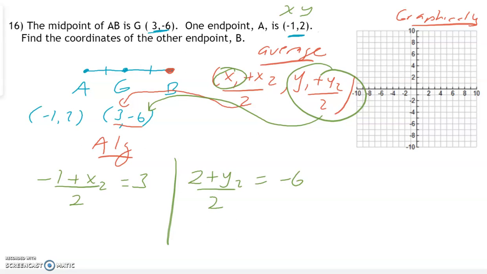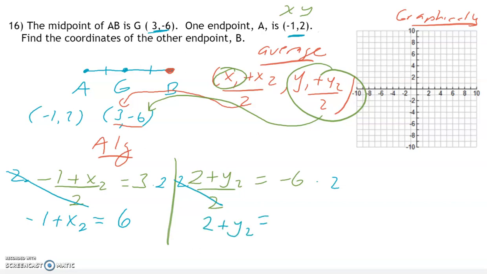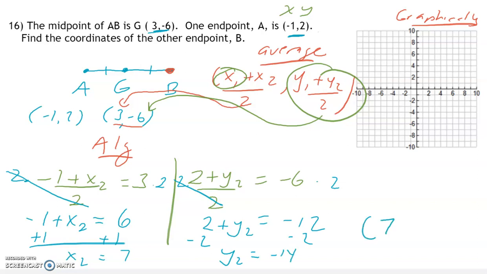We solve both of these the same way. We're dividing by 2 in both, and I don't want the fraction anymore, so I multiply both sides by 2. The 2's cross out. You have -1 plus the second x equals 6, with 3 times 2, and 2 plus the second y equals -12. Here we add the 1, so x2 equals 7. Here we subtract the 2, so the second y equals -14. Algebraically, my answer is (7, -14).